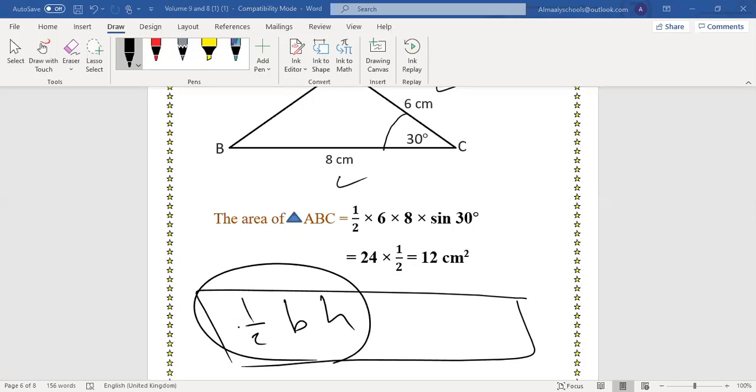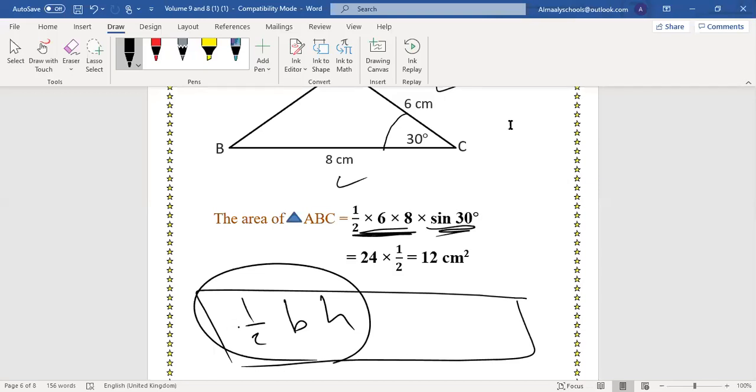According to the givens, we have two sides and the measure of the included angle. So the area of the triangle equals half multiply the product of the two sides multiply sine the included angle. Okay. Now, in your book, page number 300, exercise 27.19, number 1.